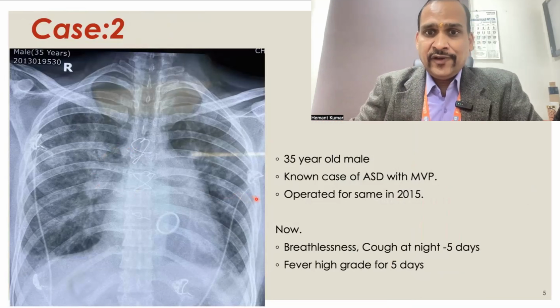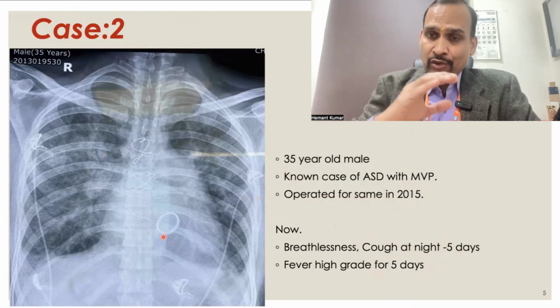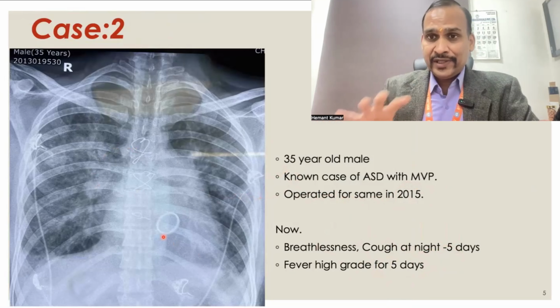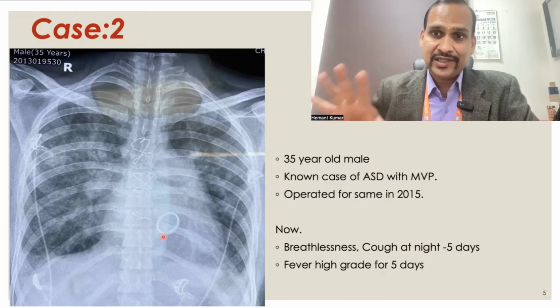This is a 35-year-old male, known case of atrial septal defect with mitral valve prolapse. He was operated in 2015, but he has acute breathlessness and cough for 5 days. He also had high grade fever for 5 days. So in the background of cardiac disease, if patient is coming with acute breathlessness, especially orthopnea, then you have to think of some cardiac related diagnosis.